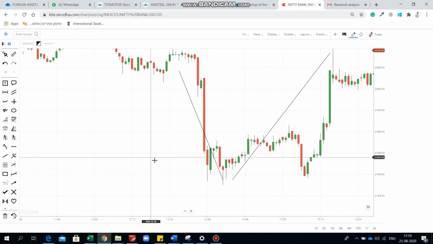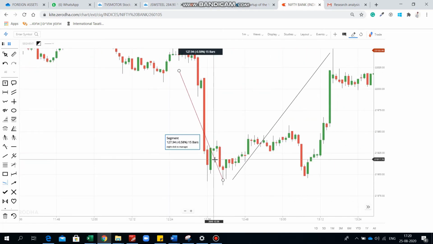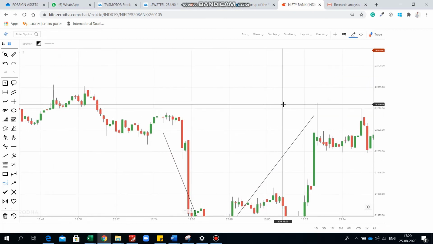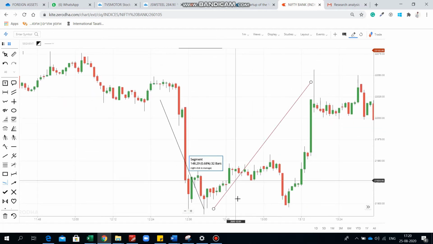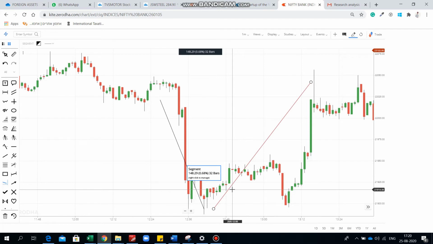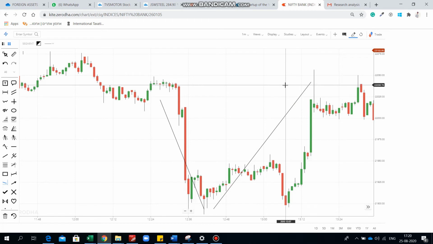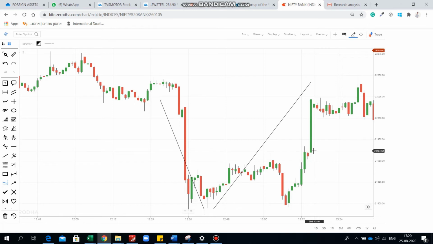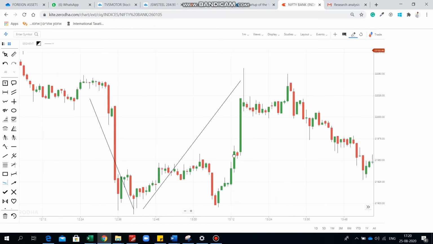So suppose that if someone would have taken entry in Bank Nifty at 21966, it went till 22056, almost 110 points. So is it 110 points? No, it is more than that. It is 140 points it gave in just 36 minutes. 140 points in Bank Nifty is too much.